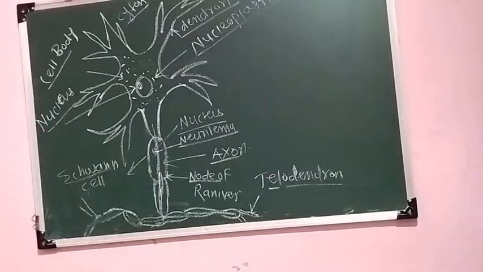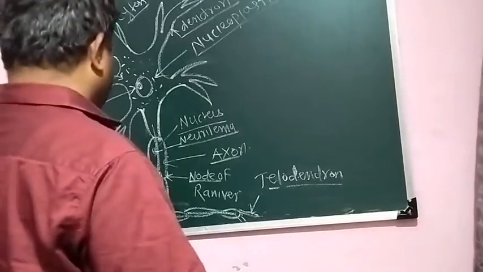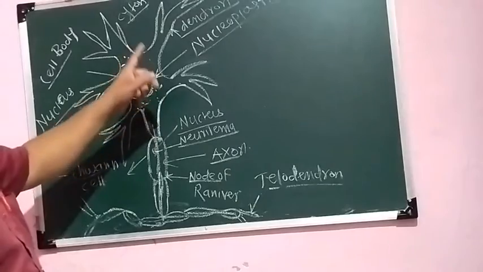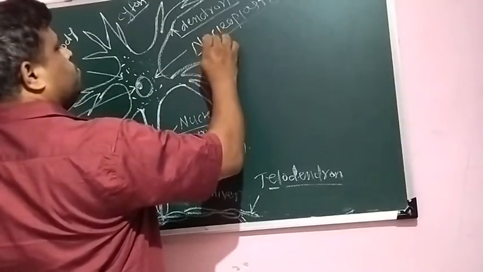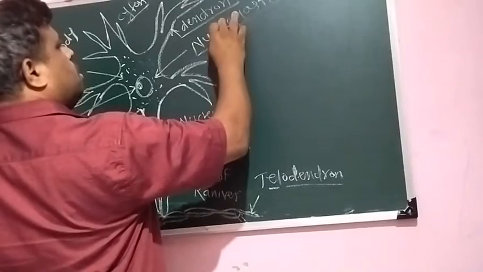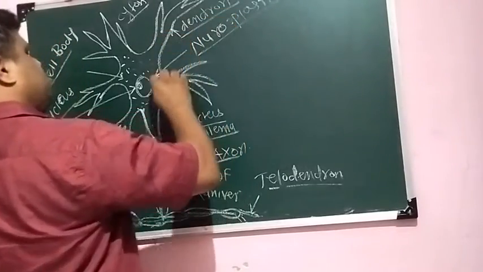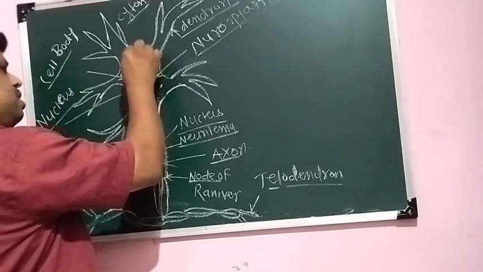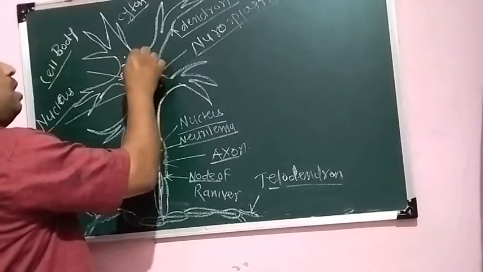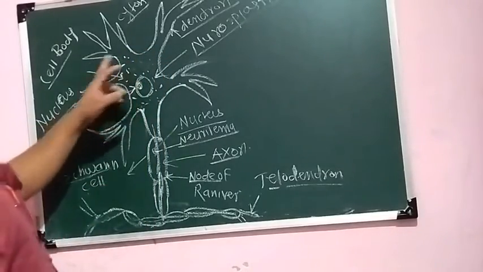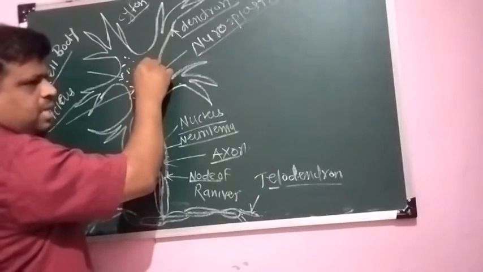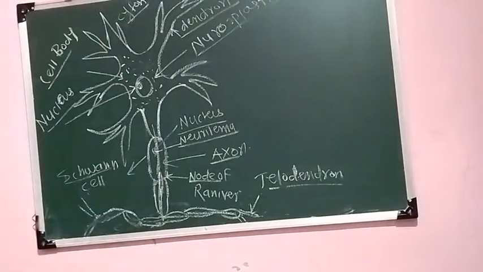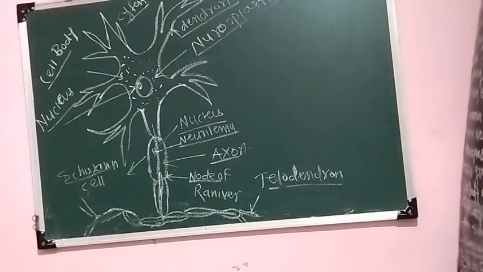So this is simply regarding the neuroplasm, which contains mitochondria, Golgi complex, and rough endoplasmic reticulum. Neuroplasm means the matrix, or the cytoplasm, of a neuron. This neuroplasm contains Golgi complex, mitochondria, rough endoplasmic reticulum and Nissl's granules. Nissl's granules are basically made of RNA.